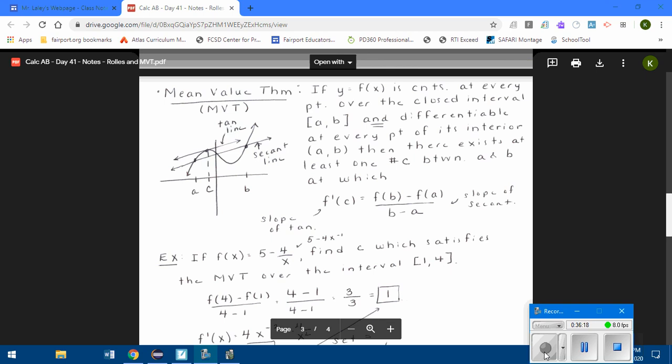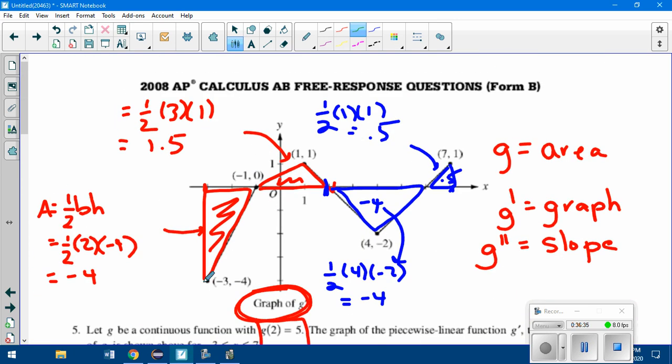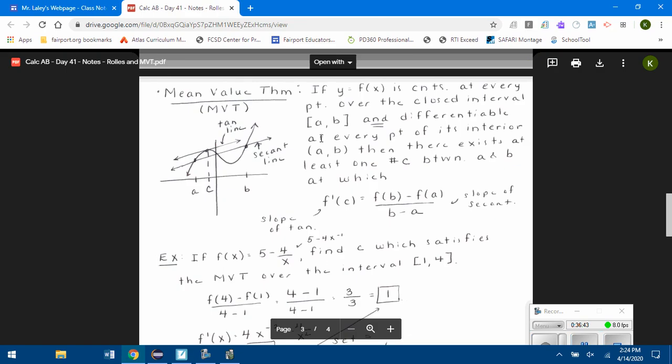Okay, I went to my website and pulled up the notes. We're going to review all these theorems in a couple days. But here's what the mean value theorem says. If y equals f of x is continuous at every point over the closed interval, so is g prime continuous between -3 and 7? Yeah, it was continuous. There were no breaks. Good so far. And differentiable at every point on its interior.